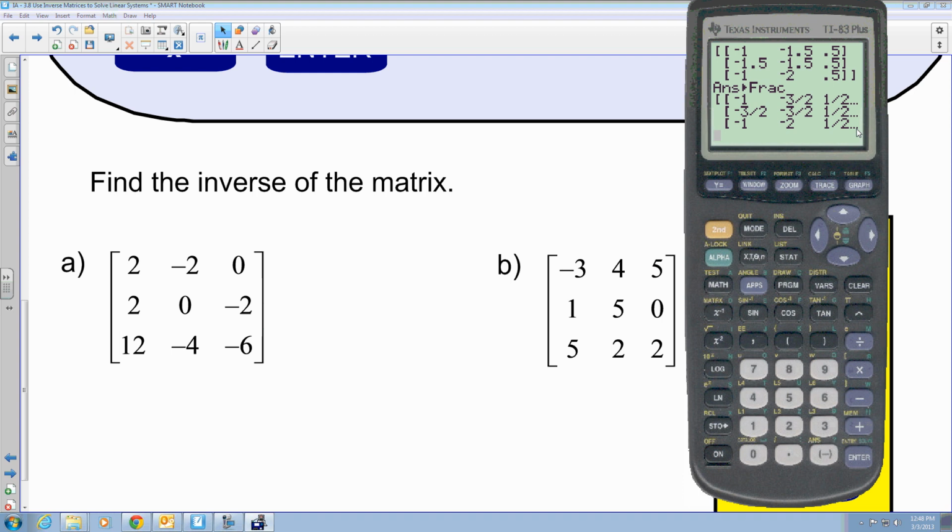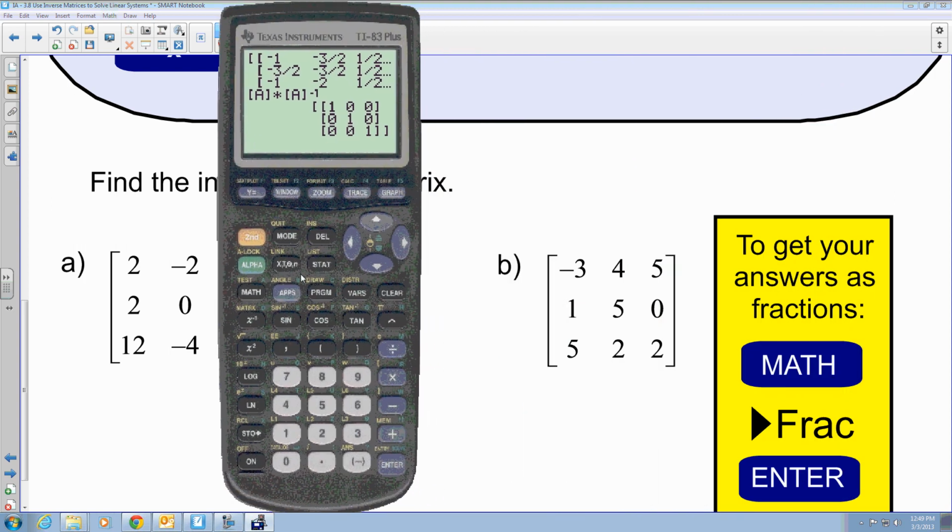And how I can prove that this is the inverse is, because we talked about it in the first slide, if matrix A is multiplied by its inverse, we should get the identity matrix. So let's see if we do that. If I go to second, matrix, click A, times the inverse of matrix A, I should get the identity, in which I do. So this proves that this value up here is the inverse of the matrix 2, -2, 0, 2, 0, 2, etc. Let's try example B.